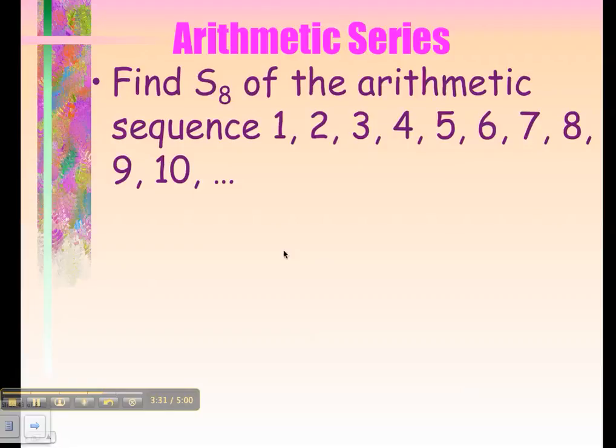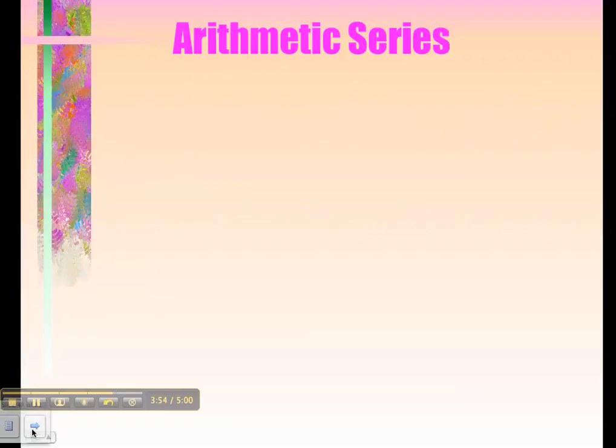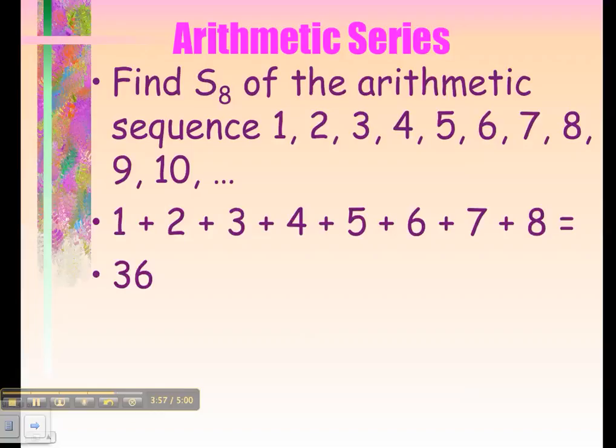So to end this video, what we're going to do is we're going to find the sum of the first 8 terms, that's what S sub 8 means, of the arithmetic sequence given. So here I have 1, 2, 3, 4, 5, 6, 7, 8, 9, and 10. Well, here I have the first 8 terms, and I get 36. Correct? Everyone agrees. So that's your basic introduction to how a series works.